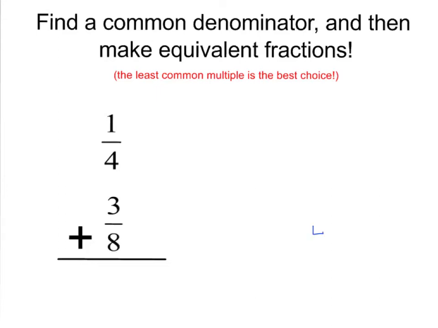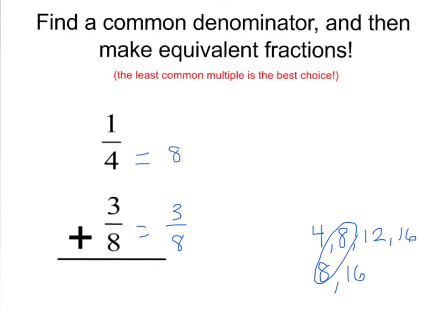Because if I list my multiples of 4, I have 4, 8, 12, 16. If I list my multiples of 8, I have 8, 16. Now, although 16 is common, 8 is my least common. In other words, it's easier just to leave 3/8 alone. And now we're just going to find an equivalent fraction for 1/4.